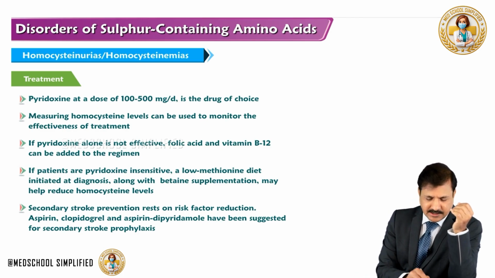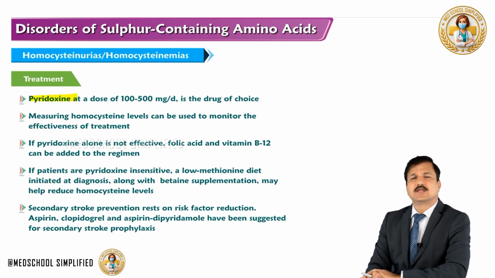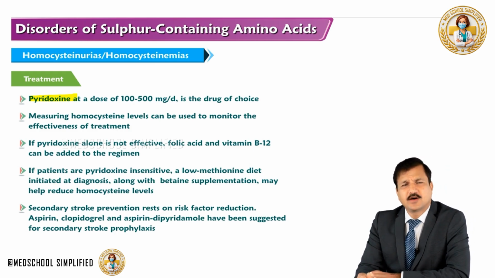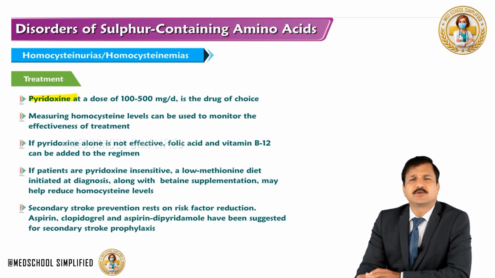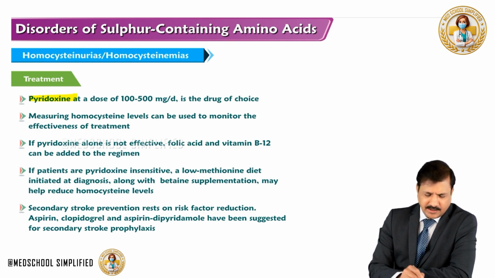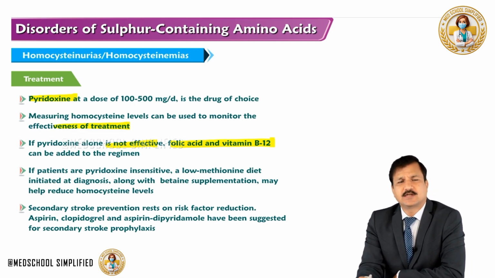Now, treatment is pyridoxine, which is the drug of choice for this condition, because commonly homocystinemia is genetic, because of the cystathionine beta synthase enzyme being defective, where the affinity for pyridoxal phosphate, a pyridoxine derivative, is decreased. So giving more pyridoxine, 100 to 500 milligrams per day, will improve the enzyme activity. Measuring homocysteine levels can be used in monitoring the effectiveness of the treatment. If pyridoxine alone is not effective, folic acid and vitamin B12 can be added to the regimen.